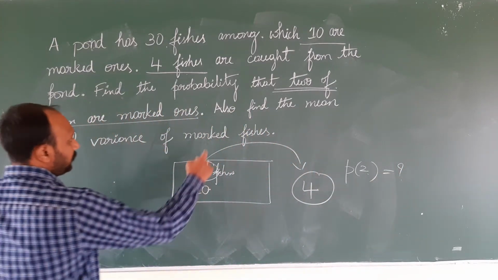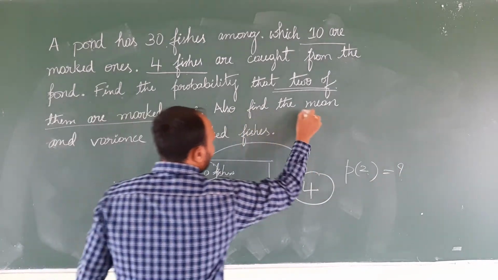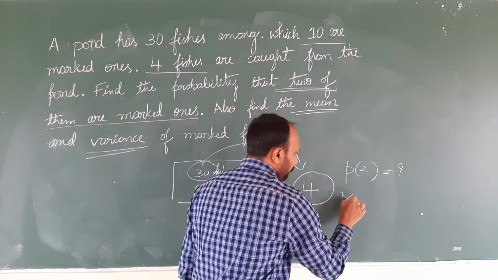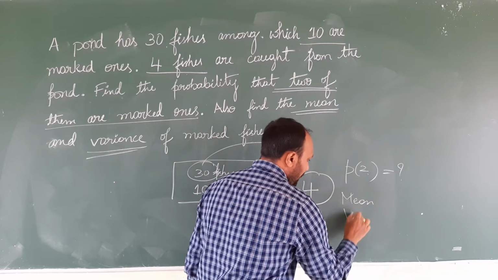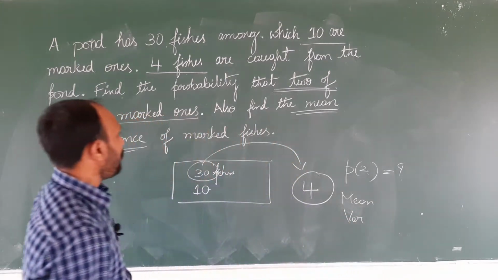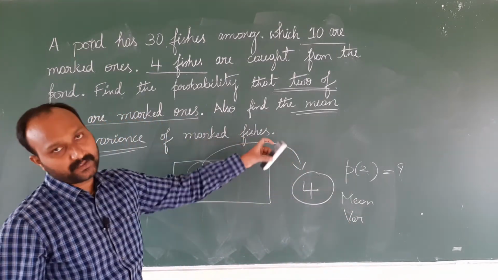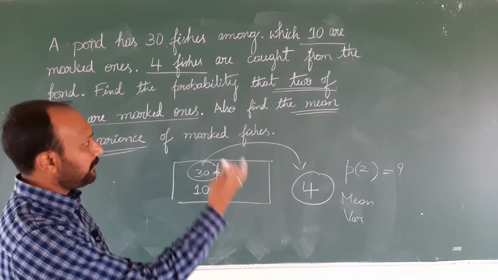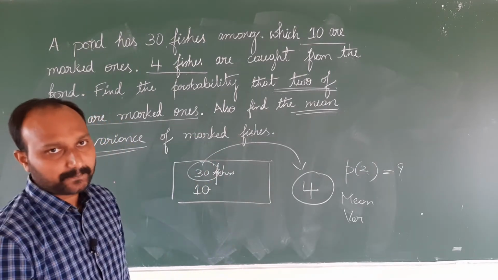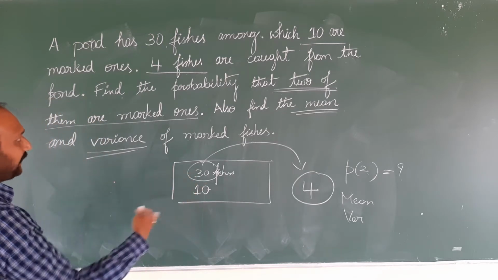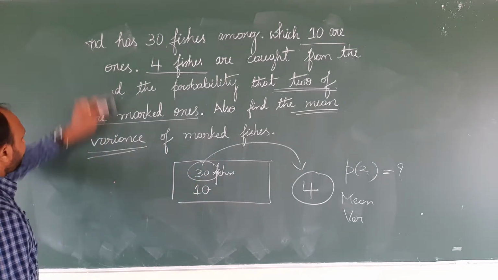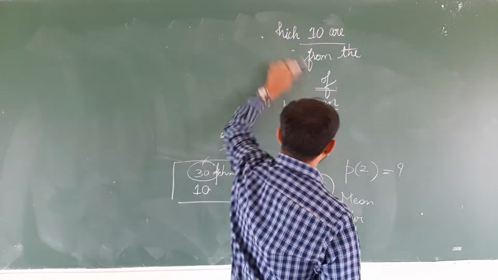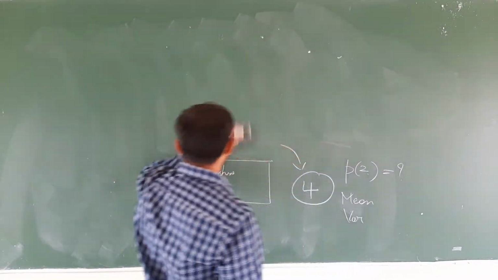Followed by that, also find the mean and variance. We need to find the mean and variance of marked fishes. So, the fishes which are marked, we need to find their mean as well as variance. So, with this data, let us solve the question. What is the given data here?